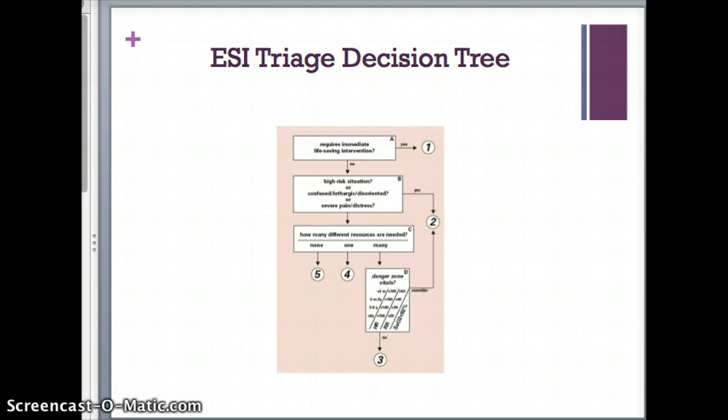An example would be a right lower quadrant abdominal pain who is going to need possible CAT scan and also laboratory work. Acuity level 4 is somebody who only requires one intervention, such as an ankle x-ray for an ankle injury concerning for fracture. And an acuity level of 5 is somebody who has no interventions that will be needed, such as somebody who is there for a medication refill.